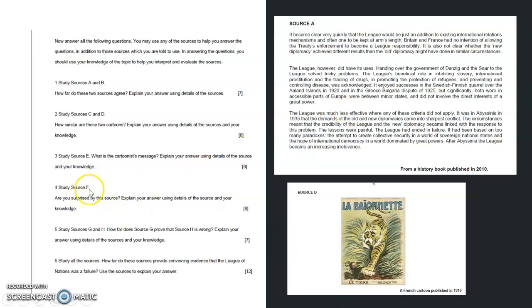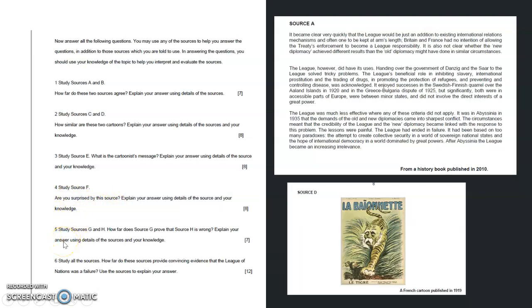Moving on to number 4. There will be a question asking you, are you surprised by this source? If you are surprised, you have to know why. Explain your answer using details. Go study source 4 and then explain the answers. Are you surprised? If not, you have to provide the answer as well.